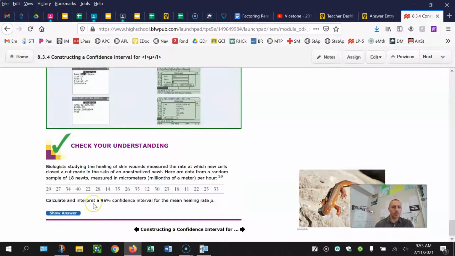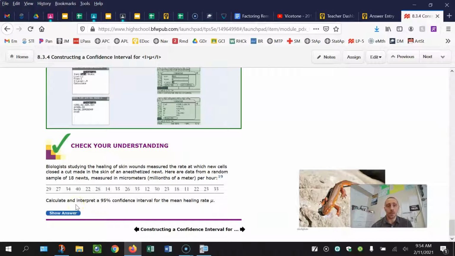Okay. Calculate and interpret. This is the 4-step process. So I'm just going to verbally talk through the 4 steps. I doubt that it's going to show on the answer all 4 steps, but the state is going to be the parameter and context. So that's going to be, let's see, the true mean healing rate. Studying the healing of skin wounds measured at the rate. Okay. So it'd be mu equals the true mean healing rate of these skin wounds. That would be the state step.